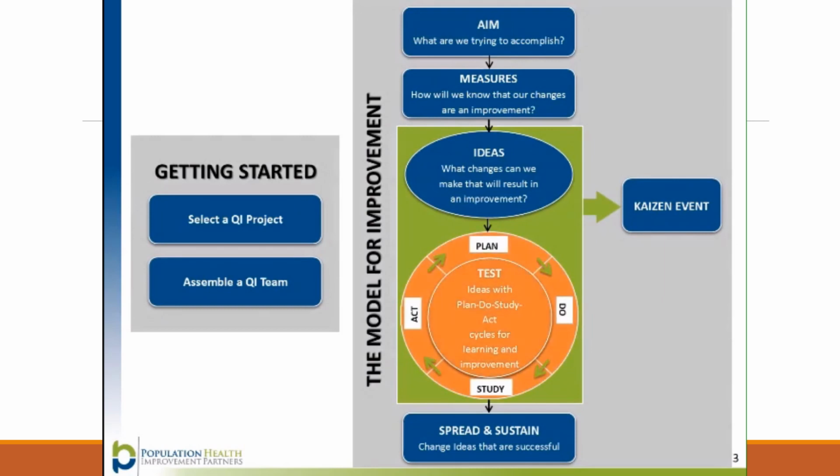Once your team has established the aim of your project, determined how you will measure improvements, and identified specific changes you want to make, the next step is to test the changes using the Plan, Do, Study, Act cycle, or PDSA cycle. The PDSA cycle allows your team to plan how you will test a change, try the change on a small scale, make observations about the results of a change, and take action based on what was learned by adapting, adopting, or abandoning a change. Basically, the PDSA cycle is the scientific method used to rapidly learn and take action.